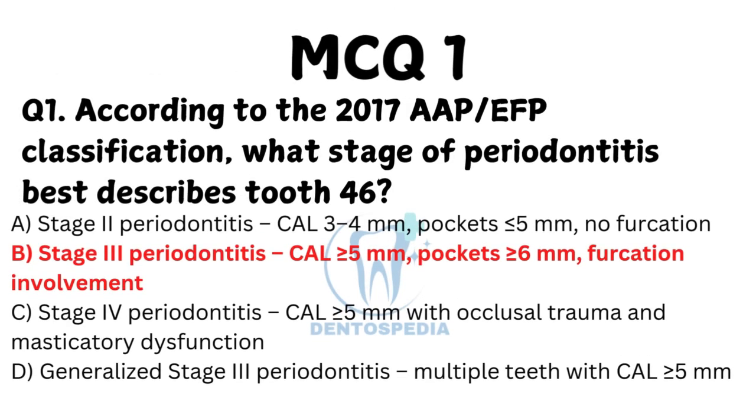The correct answer is B. Stage 3 periodontitis. Why? In this case, tooth 46 shows 7 mm pockets and grade 2 furcation involvement. That fits stage 3. Stage 4 would require more severe functional problems, such as bite collapse or drifting. Now for the distractors. Stage 2 is limited to shallower pockets and no furcation. Stage 4 is too severe for this case.